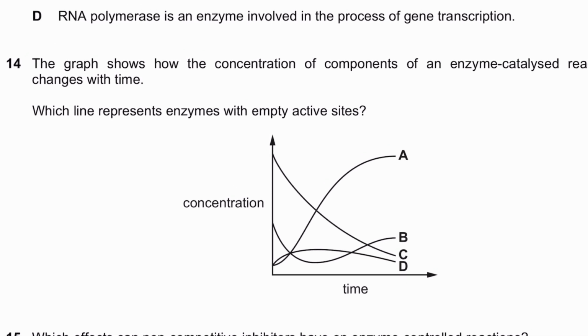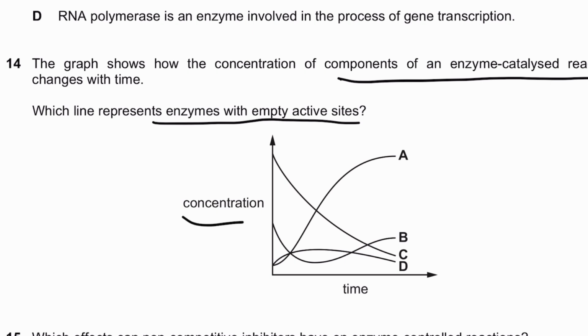The graph shows how the concentration of components of an enzyme catalyzed reaction changes with time. Which line represents the enzyme with empty active sites? This is a very important question. He says that these are all the components of an enzyme catalyzed reaction, which means we need to eliminate all the graphs so that we're able to identify which one he is looking for, which is the enzyme with empty active sites. The first one is pretty obvious: concentration over time increasing so much and then reaching a plateau.